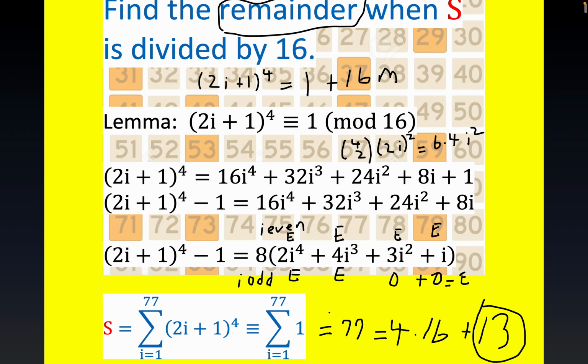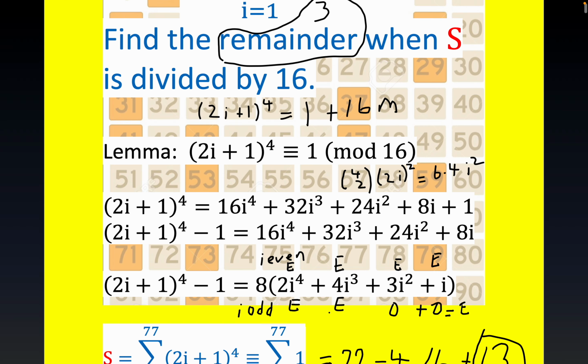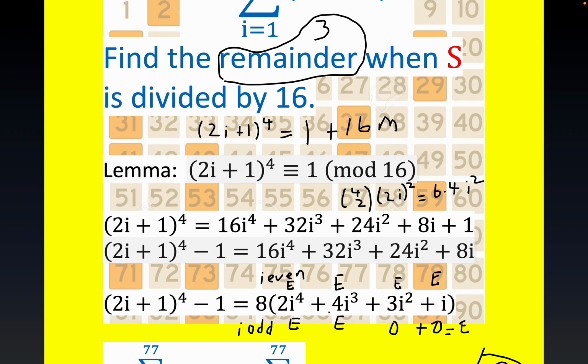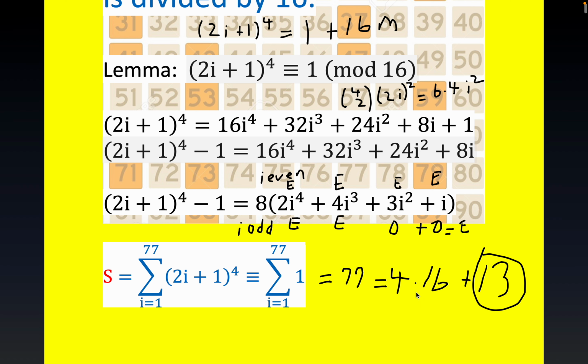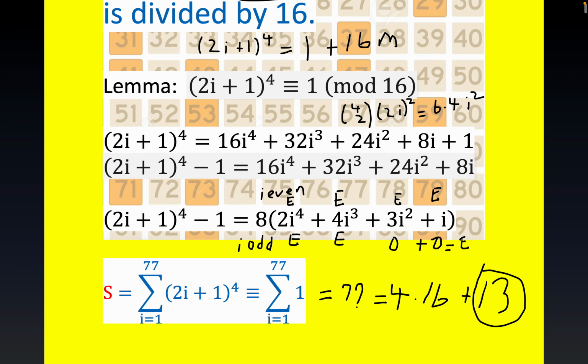But right here, the modular arithmetic, proving this, which was sort of cumbersome, not too bad, takes care of business. Modular arithmetic has a way of demystifying the magnitude of a bunch of large numbers. Okay, so anyway, I think I got all this right. 4 times 16 is 64, 64 and 13 is 77. Okay, that's all.